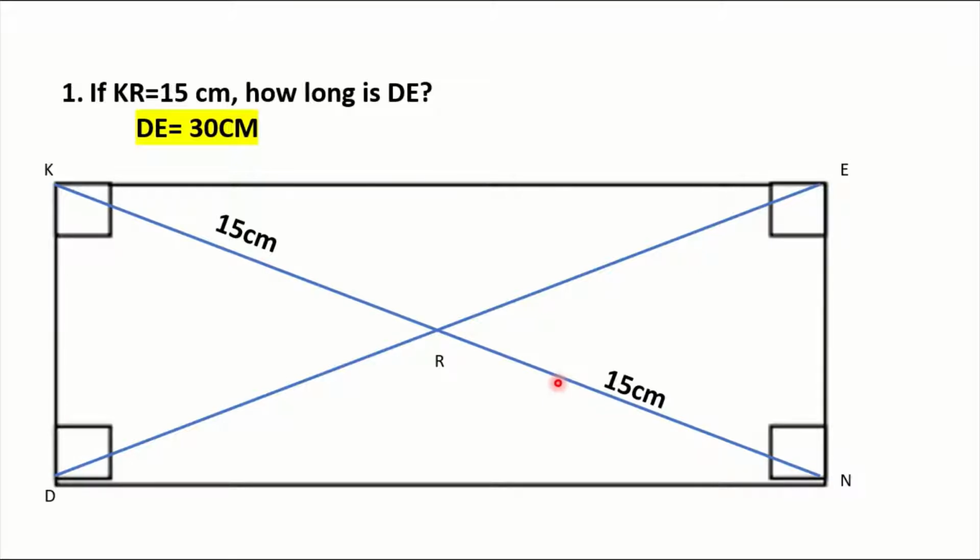But let's assume that this is in equal measurement. Next, if the measure of KN, itong buong to, is 30 centimeters, why 30? Kasi we have to add the measure of KR and NR.